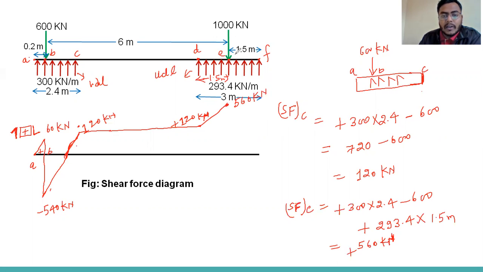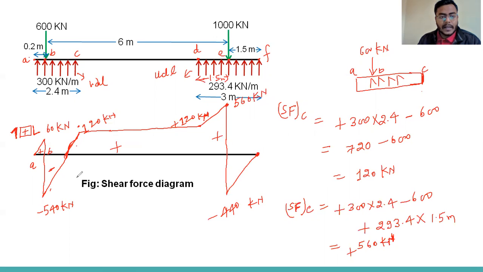Now at the 560 you will get the sudden change. This is concentrated load in the downward direction. So downward direction when you are calculating from the left side, so downward direction will be negative. So we'll deduct 1000. So it will be here something 440. That is minus kilonewton. This is negative. Then finally it will reach here 0. So this is the shear force diagram.